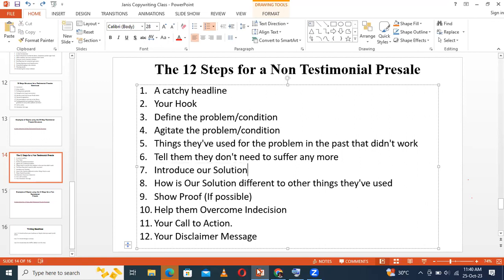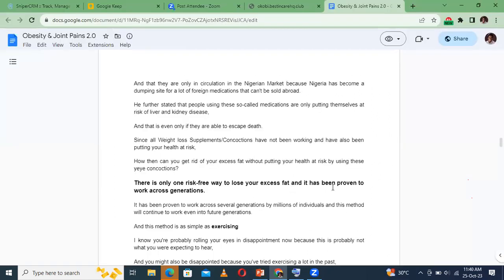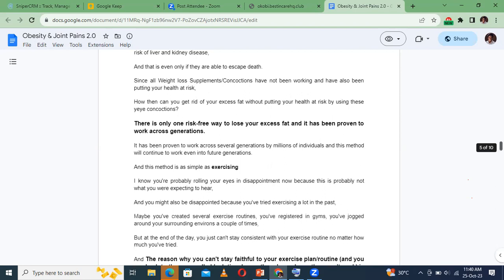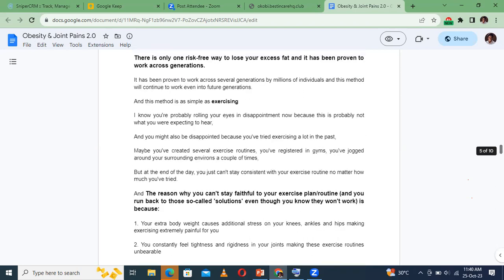There's only one risk-free way to lose your excess fat, and it has been proven to work across generations. It has been proven to work across several generations by millions of individuals, and this method will continue to work even into future generations. And this method is as simple as exercising. So this copy is like actual facts, no long story, nothing like lies or anything.